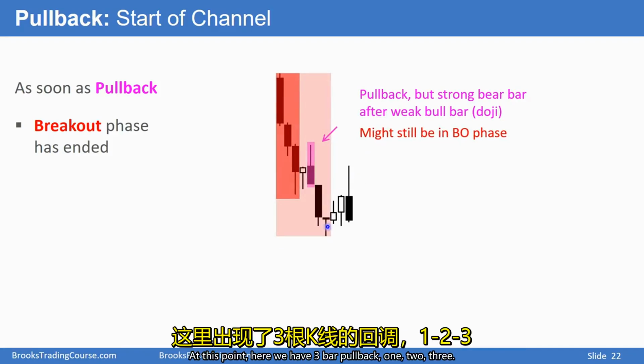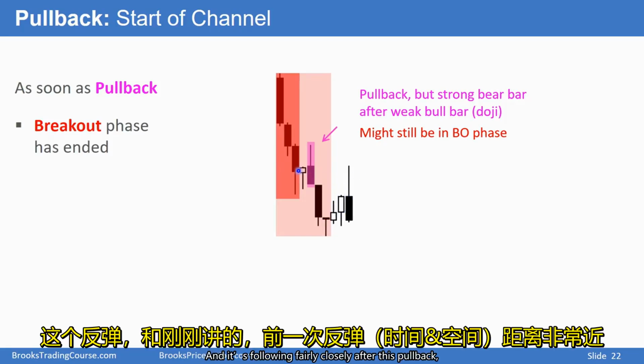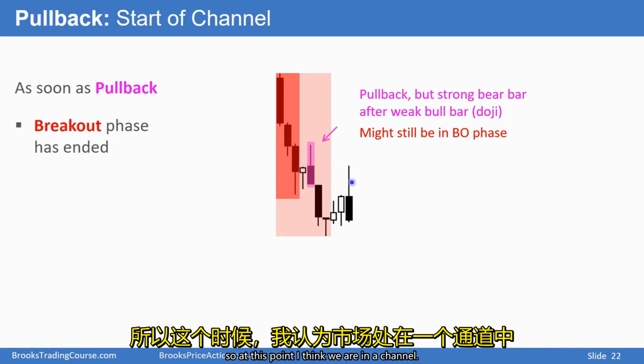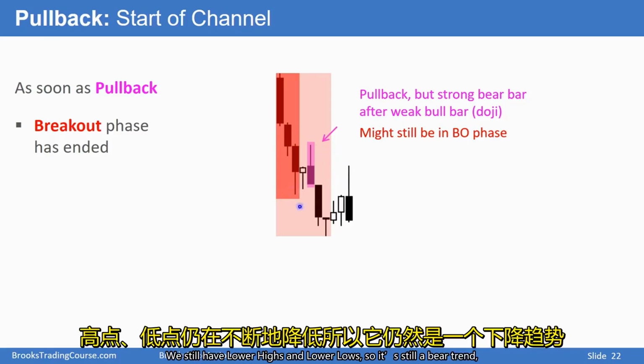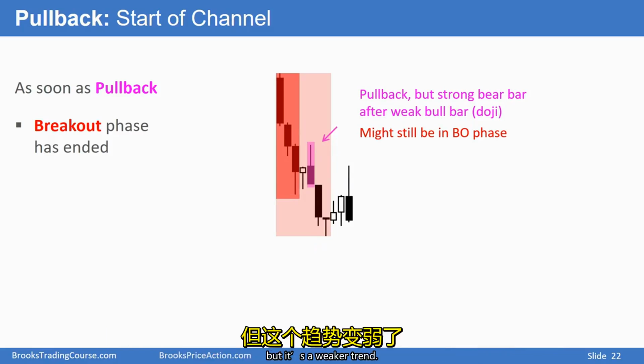At this point, here we have a 3 bar pullback, 1, 2, 3. We have 2 bull bars, and it's following fairly closely after this pullback. So at this point, I think we are in a channel. We still have lower highs and lower lows, so it's still a bear trend, but it's a weaker trend. Now it's a channel.